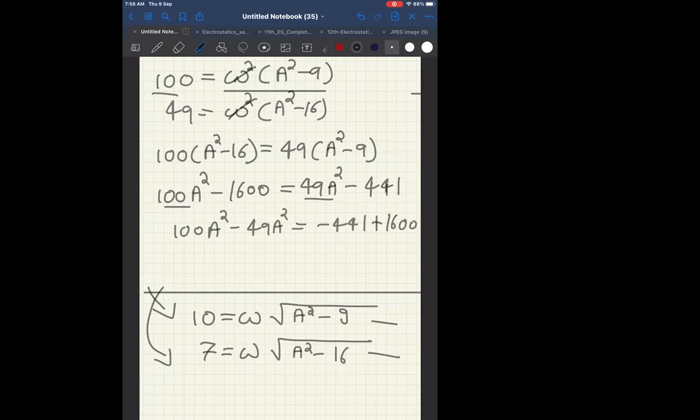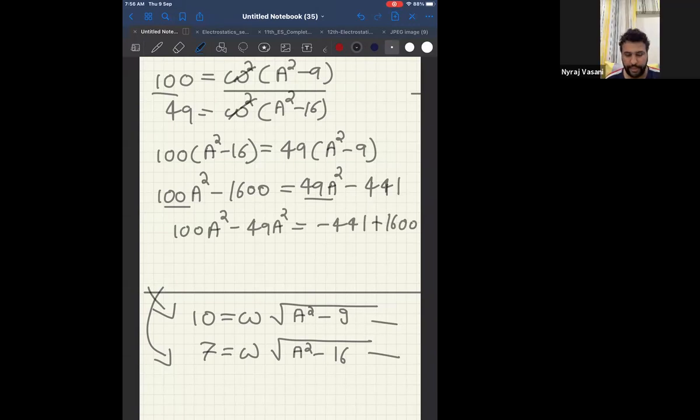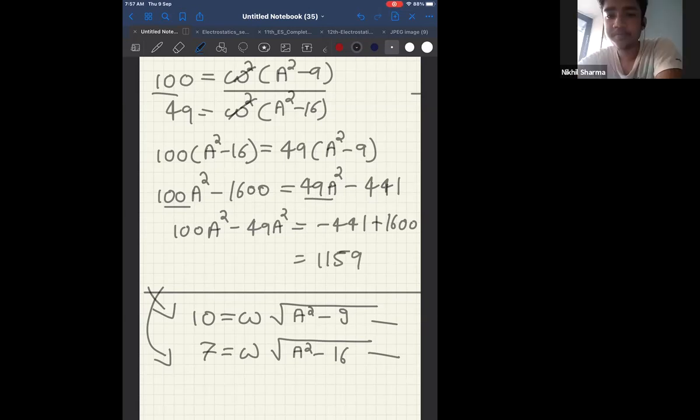I have taken numbers on one side and I have taken the a terms on one side. Now minus 441 plus 1600 will be 1159. Correct? Just check. Yes, sir.